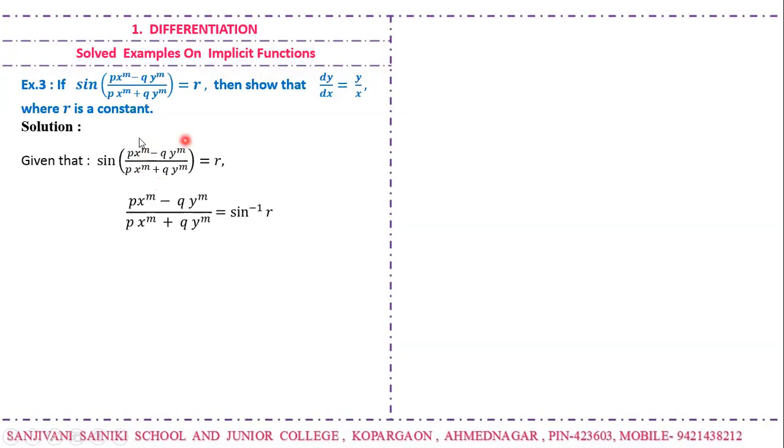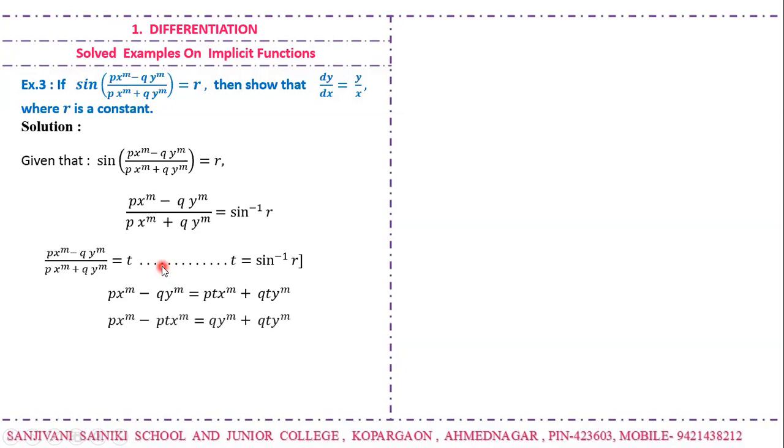this quotient is equal to sine inverse of r, where r is a constant. So the sine inverse of r is t for some t, where t is also constant. Now take this denominator to the right hand side and simplify it. What you get, px^m − ptx^m is equal to qy^m + qty^m. Then simplify, group the terms of x^m and y^m together.